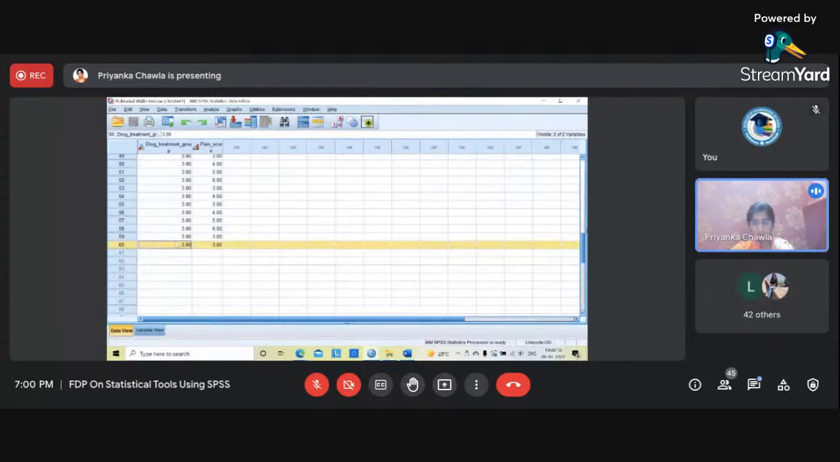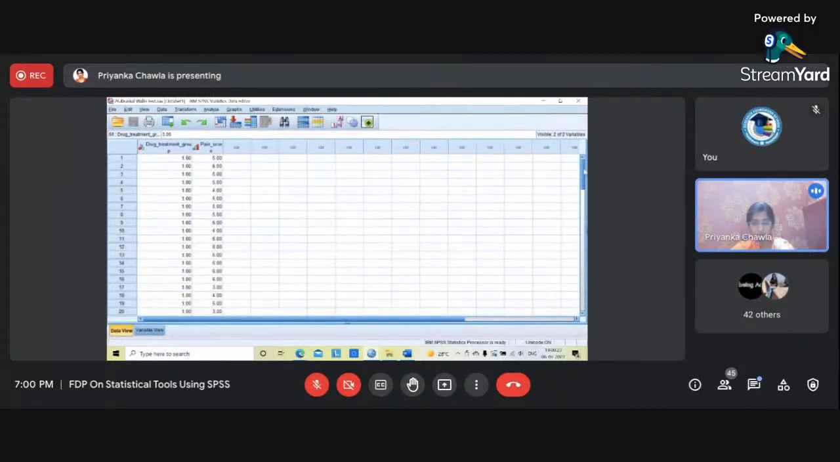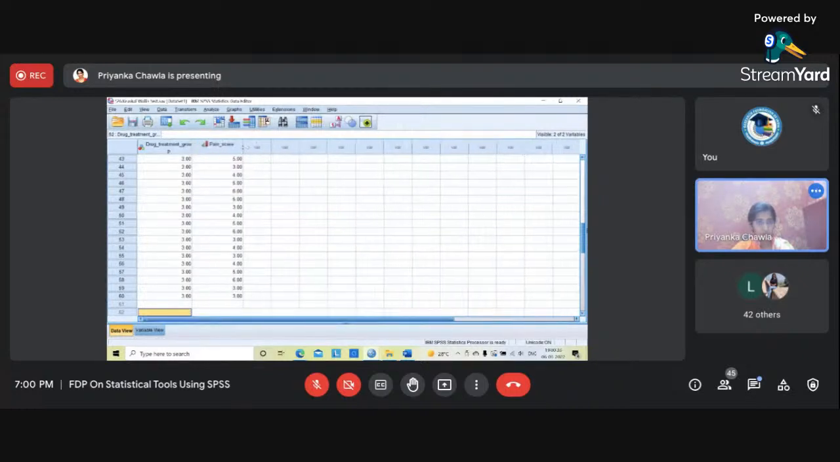Out of 60 respondents, 20 respondents were given drug A, the next 20 were given drug B, and the next 20 were given drug C. And the pain score is measured on an ordinal scale. Clear? When we are having pain, so we go to acupuncture. So what will be the hypothesis? Can you frame this hypothesis?